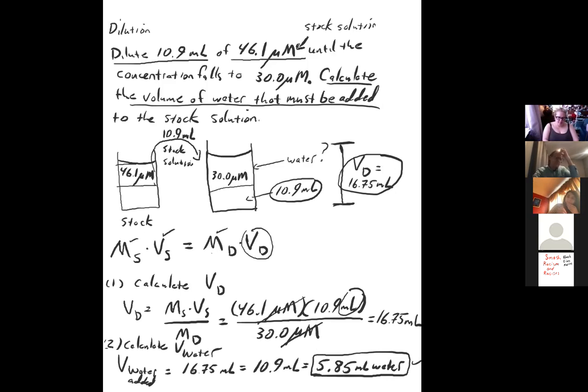There is a type of dilution problem called serial dilution, where you take one stock, you dilute it to a dilute solution, and then you dilute it again, and then you dilute it again. That's called serial dilution. The calculations are pretty simple, but you don't need to worry about that type of problem in this class. That's something you would deal with in an analytical chemistry class.